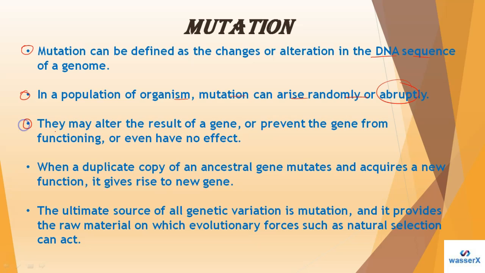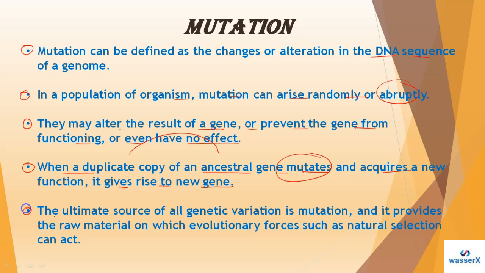Now we have the next one. They may alter the result of a gene, at the molecular level of course, or prevent the gene from functioning. Sometimes this also happens, or they may even have no effect. When a duplicate copy of an ancestral gene mutates, meaning there is an alteration in the duplicate copy of the ancestral gene and it acquires a new function, in this manner it gives rise to a new gene.